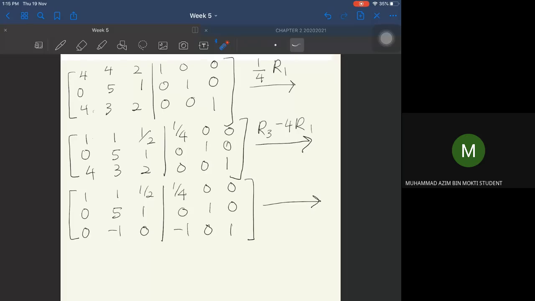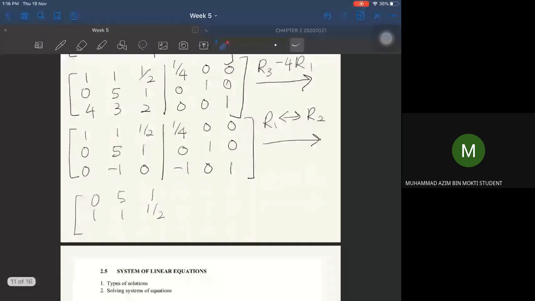Boleh, tak boleh. Saya tak boleh interchange row 1 dengan row 2. Apa akan jadi kalau saya interchange? Kalau interchange simbol dia macam ni tak? Okay. Apa akan jadi kalau saya interchange row 1 dengan row 2? Cuba awak tengok. 0, 5, 1, 1, 1, 1 per 2. Dia dah berubah dah. Kalau saya interchange row 1 dengan row 2, ni dah berubah.